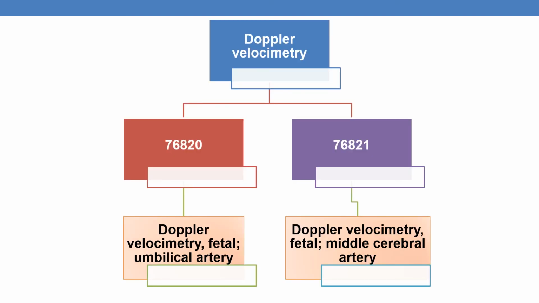Now let us discuss some more codes. For Doppler velocimetry, the codes are 76820 and 76821. The description of 76820 is Doppler velocimetry fetal umbilical artery. So when you assess the umbilical artery of the fetus, the code is 76820. And for Doppler velocimetry fetal middle cerebral artery, the code is 76821.